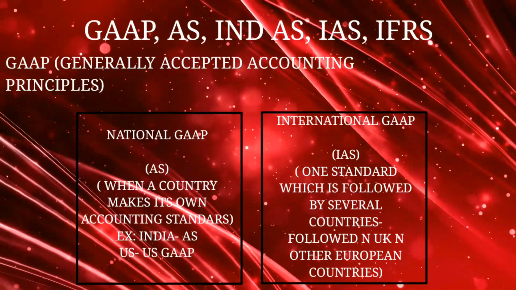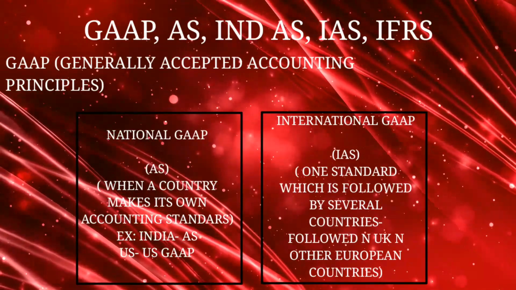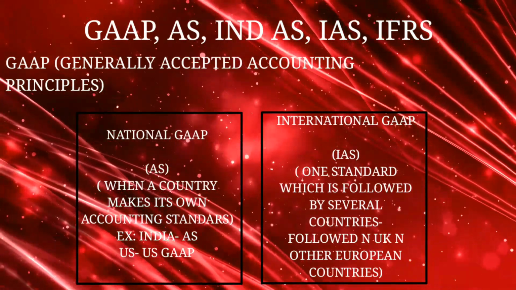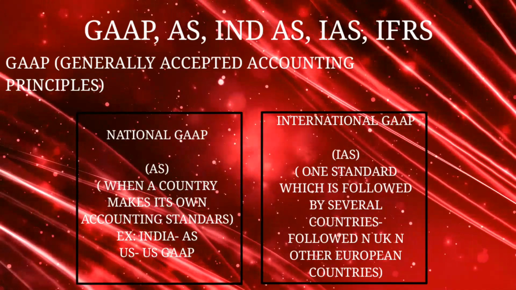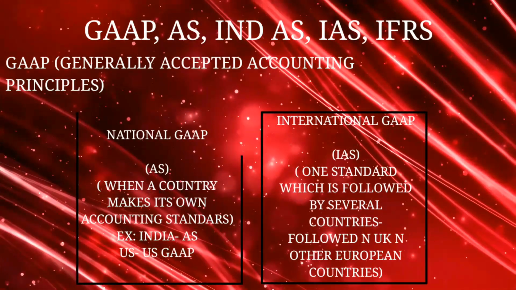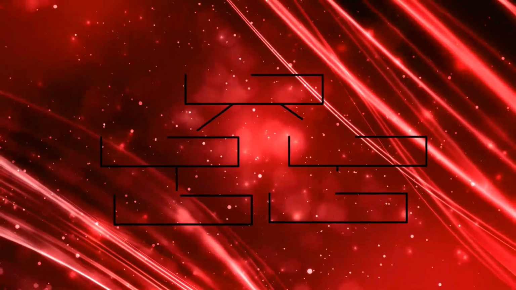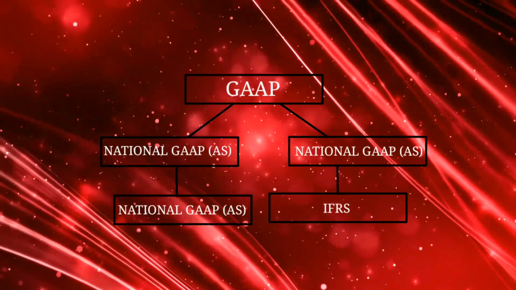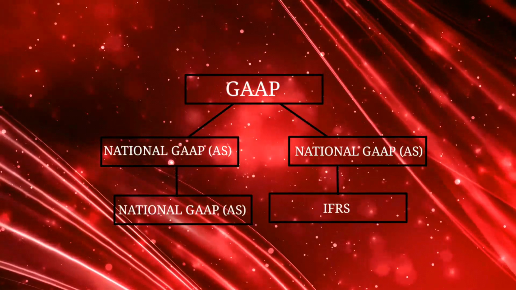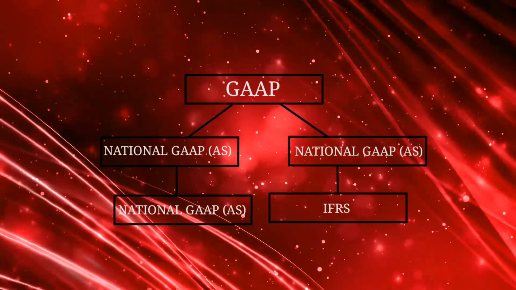So there is one standard which is followed in several countries, that is international GAAP. It is also called IAS. It is followed by the UK and several other European countries. Clear? So the new version of AS is Ind AS and the new version of IAS is IFRS.